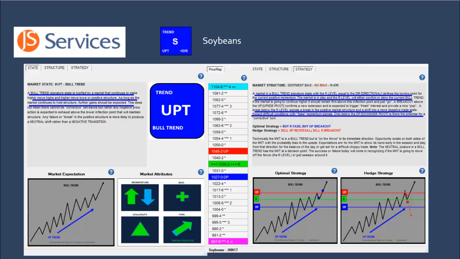The market state condition for a bull trend is typified by the market that continues to make higher move highs and higher move lows, or positive structure. As long as the market continues to hold structure, further gains should be expected. A market in a bull trend signature state with the R level equal to the directional defines the turning point for the current positive momentum. The market is in play and the R level will either confirm or deny the current bull trend.